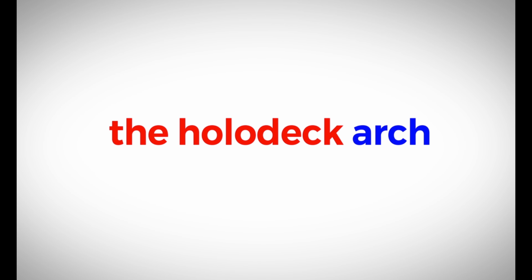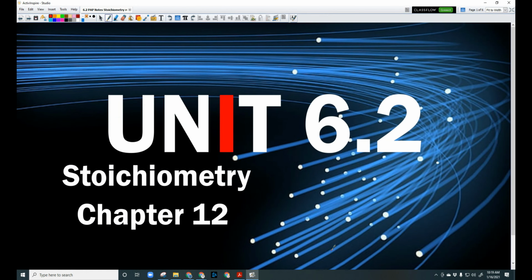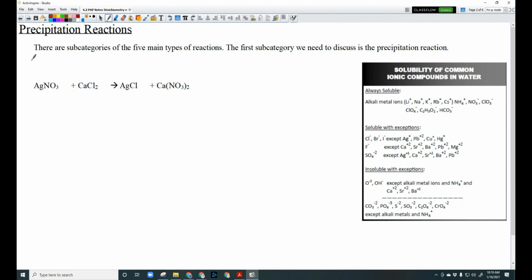Well, welcome back. This is Unit 6.2, and this is our section on stoichiometry, and this can be found in Chapter 12 of your textbook. Okay, so before we start, we need to talk about some subcategories of the 5 main types of reactions that we talked about in 6.1.